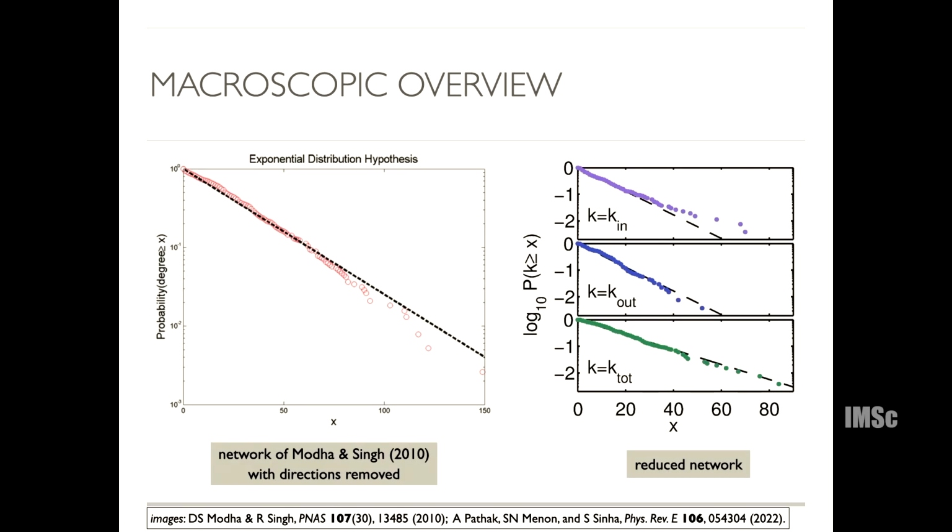So as promised, I'll show you that. This is the original network of Moda and Singh, right? Essentially all they've done here is remove the directions, and you can see that if you plot the degree distribution, here they've shown the probability that the degree is more than some x. So they've just shown it in a different way. It almost perfectly follows an exponential distribution.